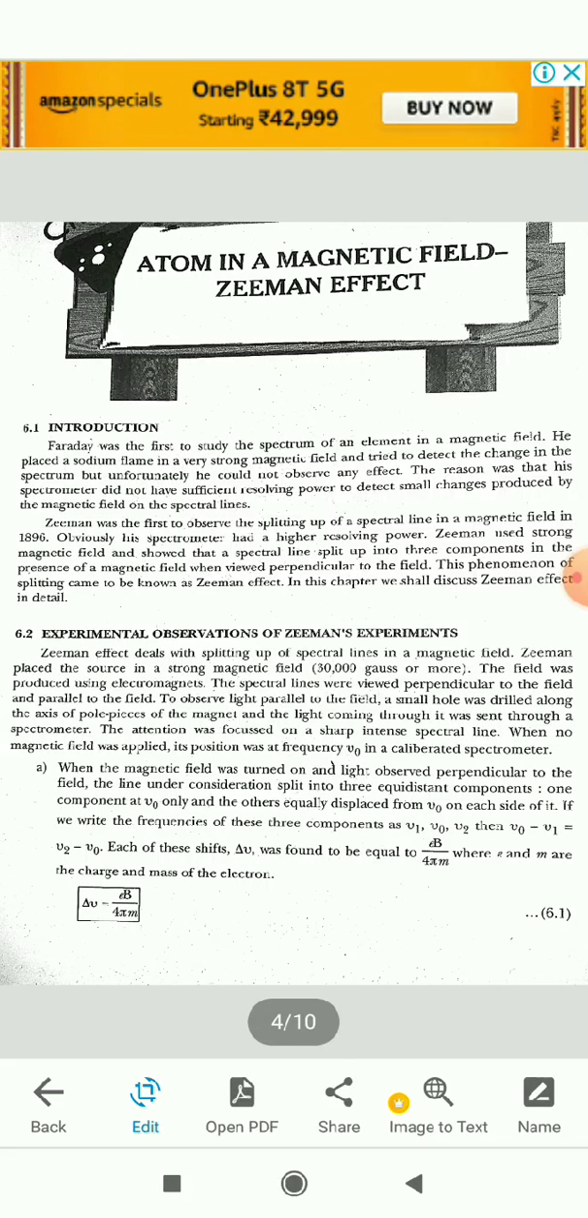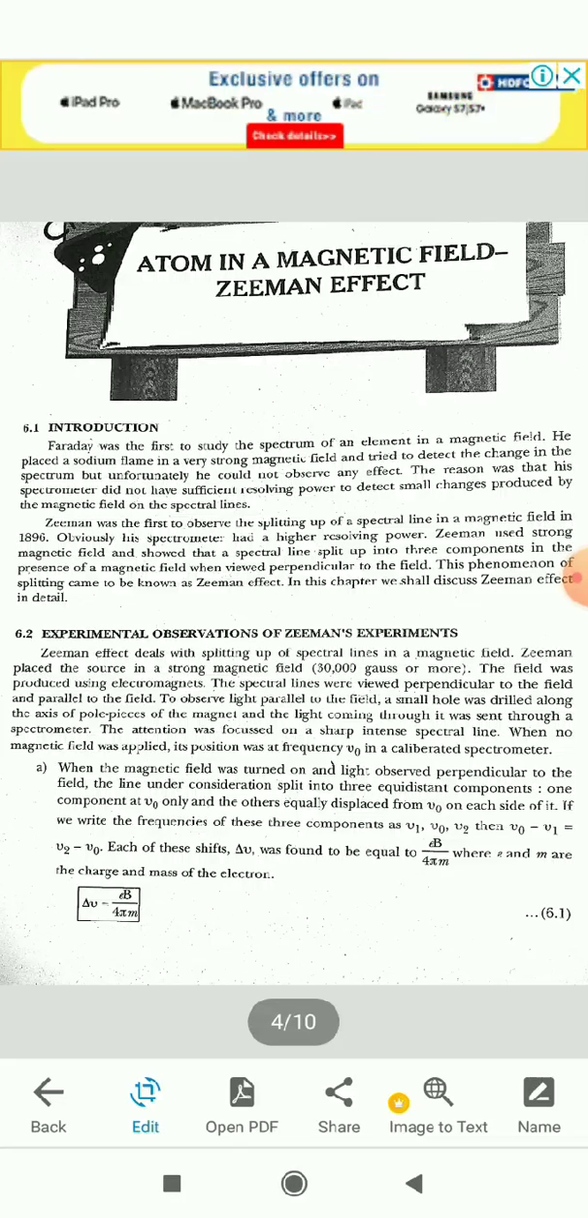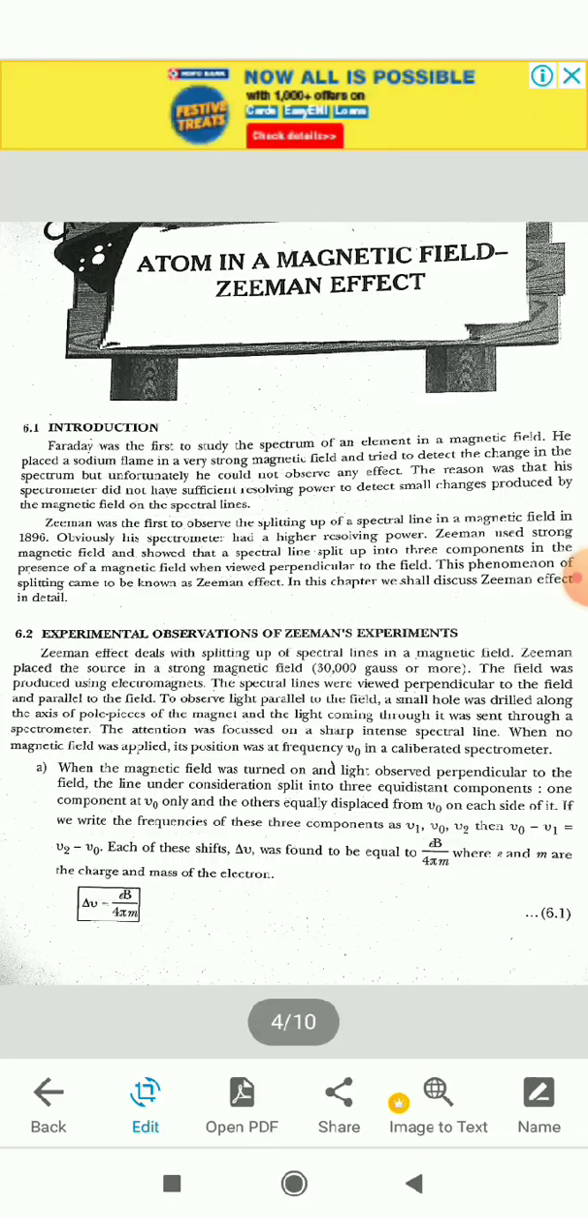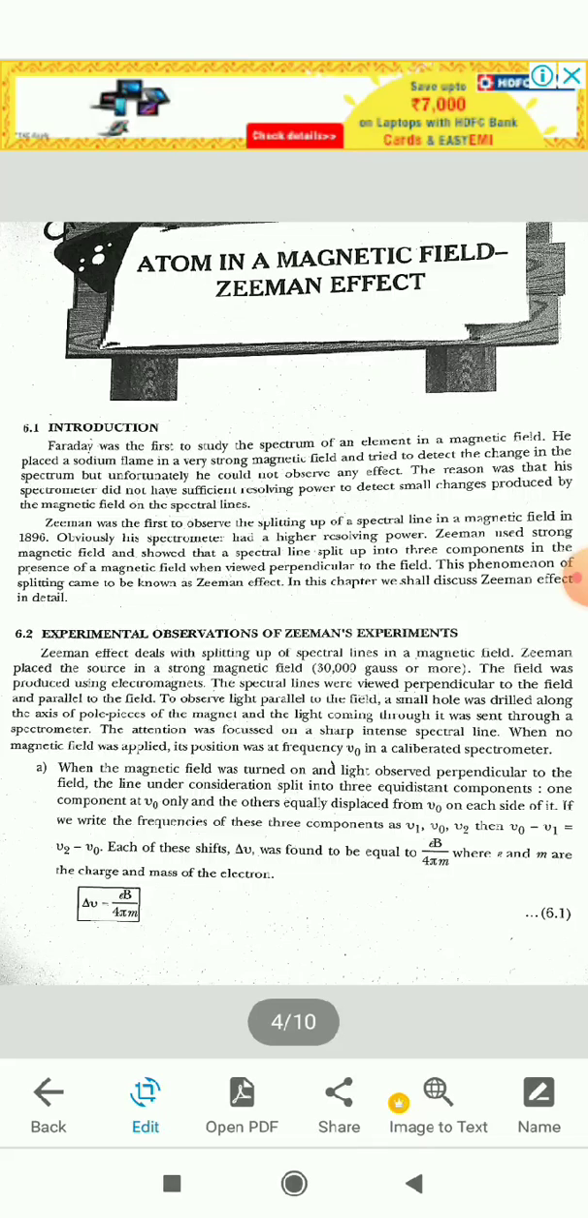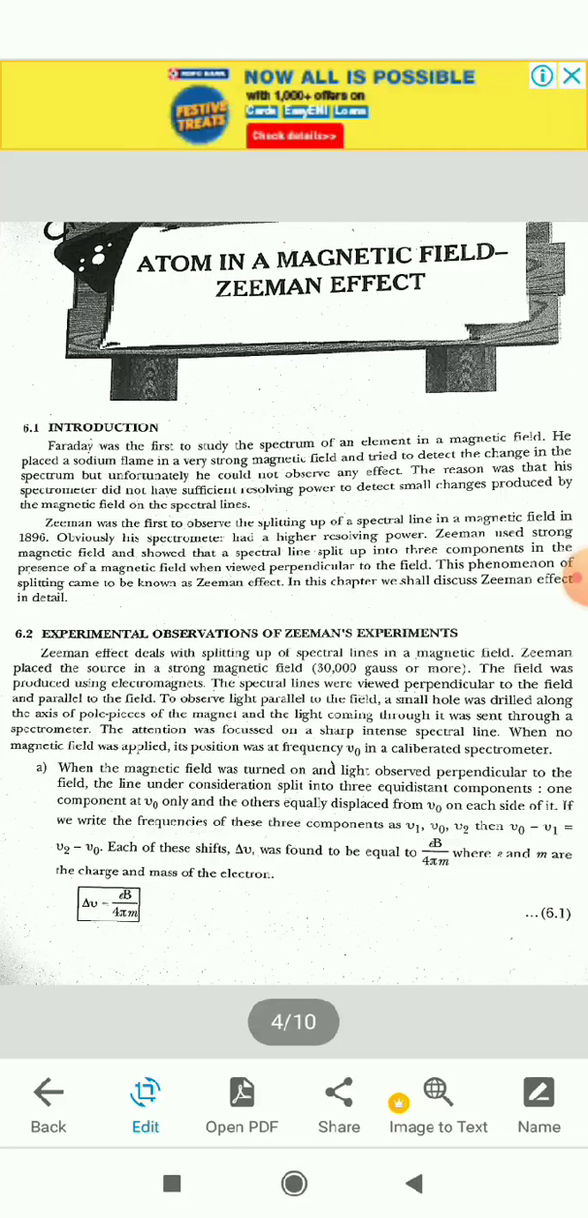After that, Zeeman was the scientist who first observed the spectral lines passing through a magnetic field. Using a high resolution spectrometer, he observed that the spectral lines split up into components, three components and more than three components. So in this topic we are going to learn the Zeeman experiment and his observation.